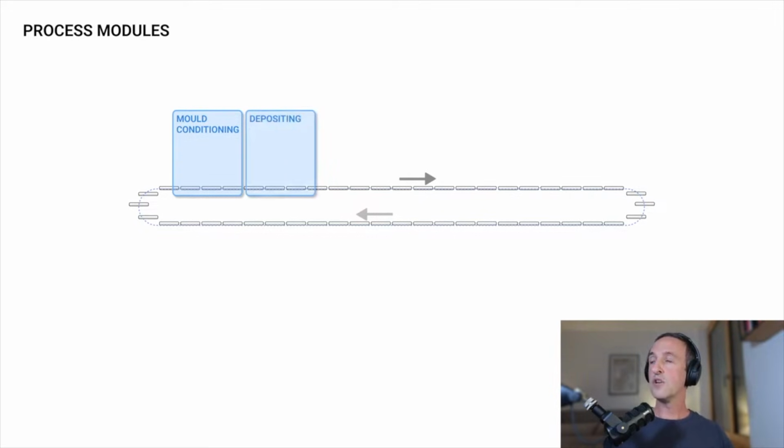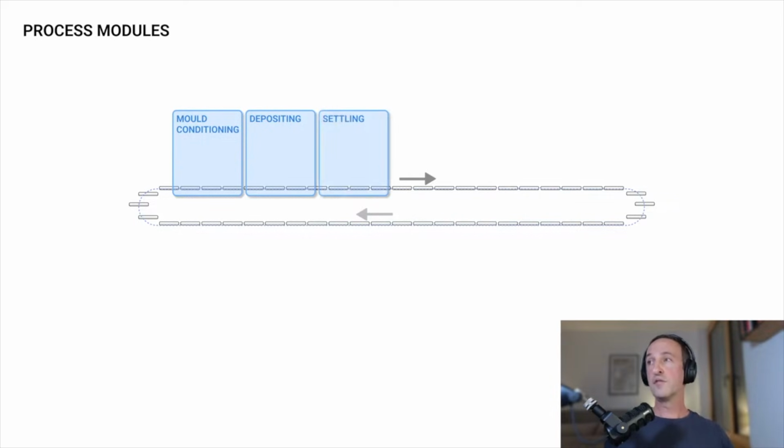So then logically, the next step is depositing the liquid. So that's the depositing module. And that's where you're actually going to pour the liquid material. It can be soap, it can be a candle, liquid candle, it can be chocolate, it can be epoxy. So that liquid material you're going to pour into the mold in the depositing module.